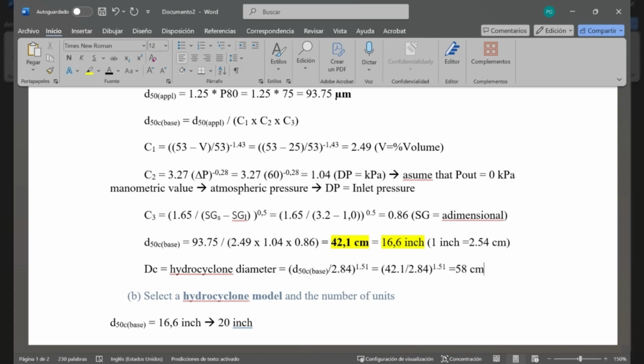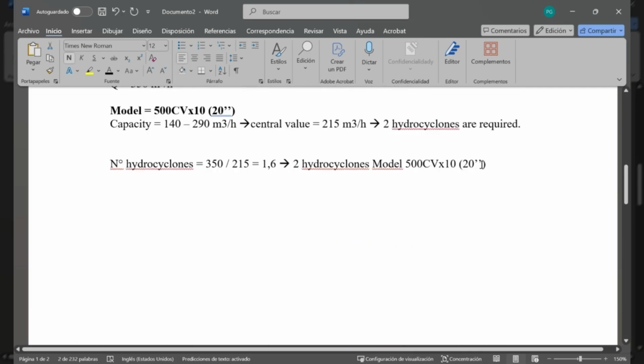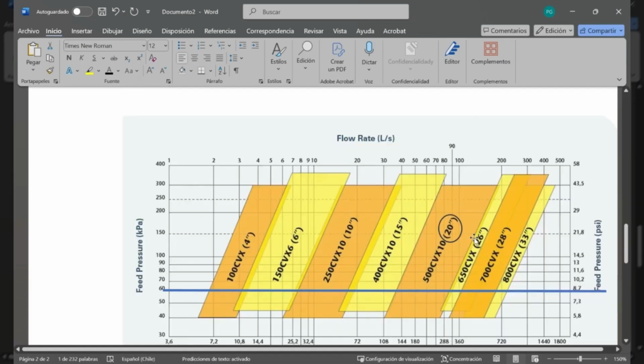And that divided by 2.54 is 23 inches. Okay, great. So I have to do this all over again. So this is 23 inches, okay? Now, the model that we previously selected, this one's no good anymore because this is for a 20-inch hydrocyclone. So now we have to move to the next size, which would be this one over here, okay?